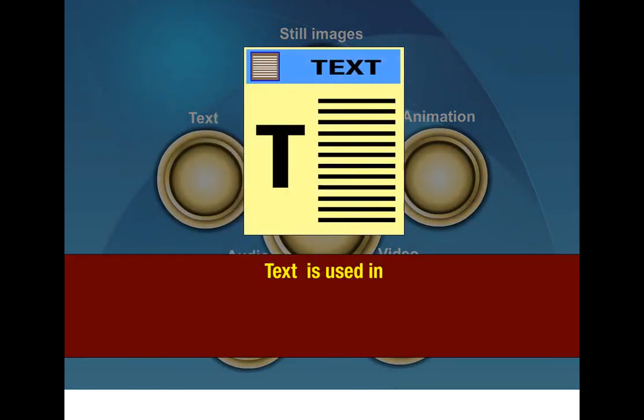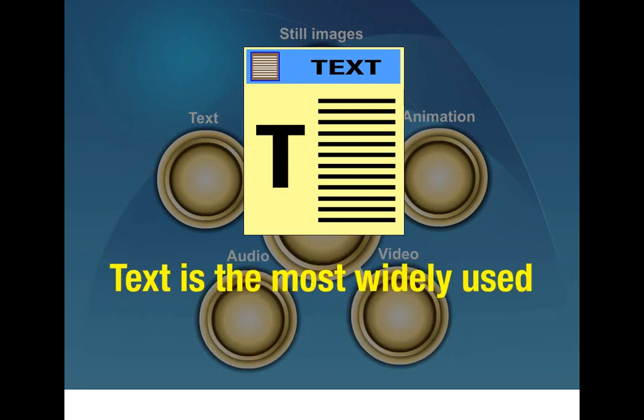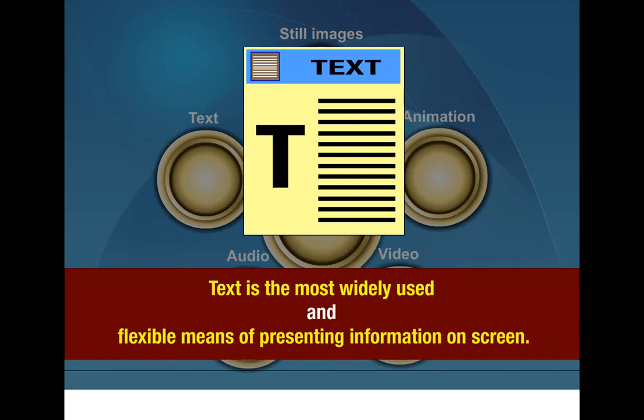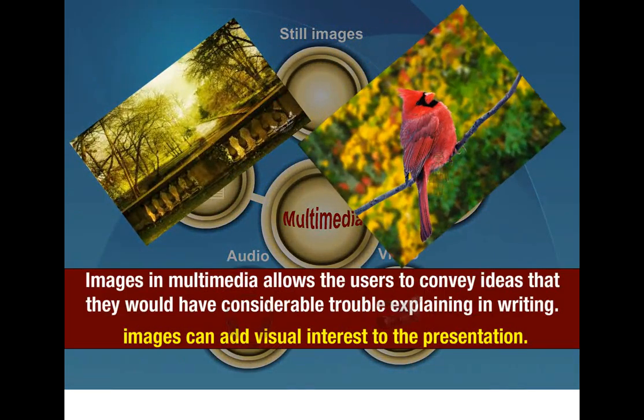Text. Text is used in titles, menus, navigation aids, and narrative or content. The text is the most widely used and flexible means of presenting information on screen. Images. Images in multimedia allow a user to convey ideas that they may have considerable trouble explaining in writing. Images can add visual interest to the presentation.